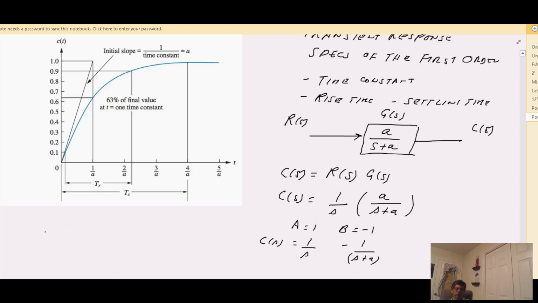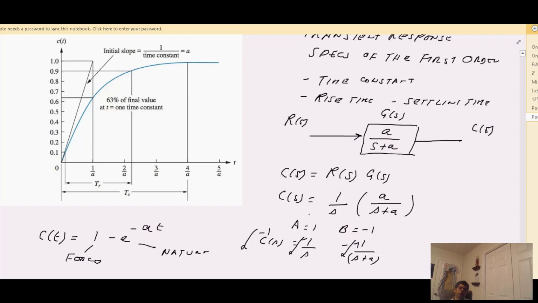So the response, the output transient response c(t), if we take the inverse Laplace of this, and inverse of this, as you know by now very well, 1 over s is just 1, and minus e to the power of negative at. So if you recall, this portion is called the forced response, and this is called the natural response.